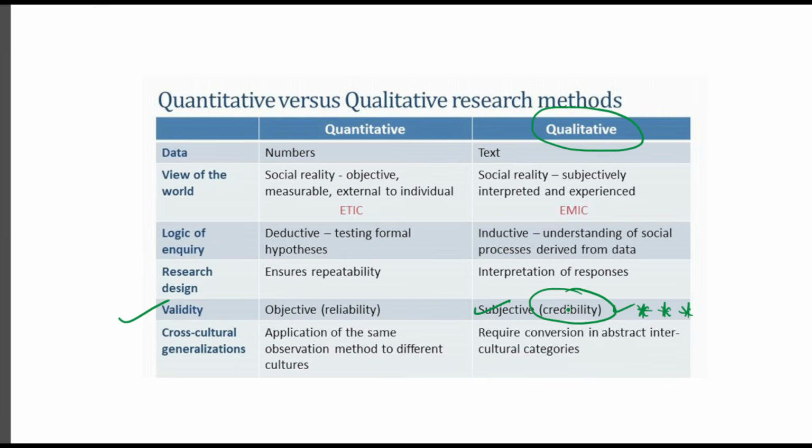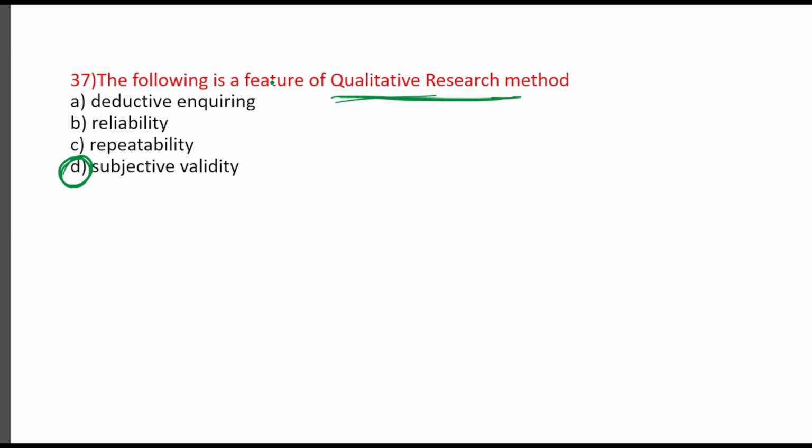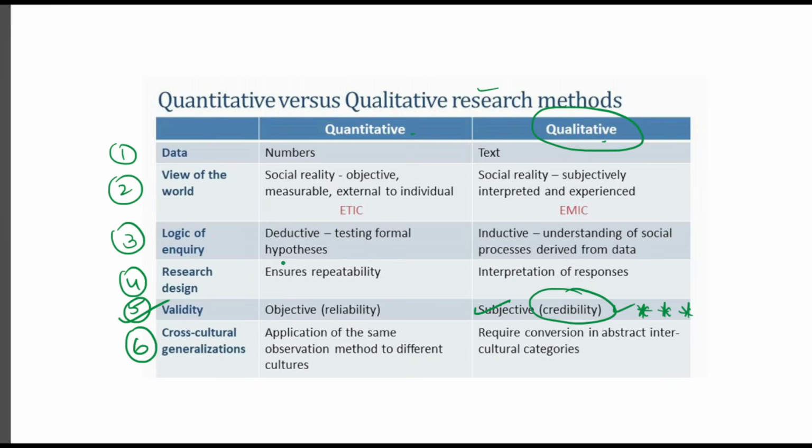So you have to be perfect with the differences between quantitative and qualitative research method regarding data, view of the world, logic of inquiry, research design, validity, and cross-cultural generalizations. Okay, it is very difficult to learn by heart, but we have no other choice. It is only for the examination purpose. You have to remember the difference between quantitative and qualitative, and please remember this question. The following is a feature of qualitative research method. We found subjective validity over here.